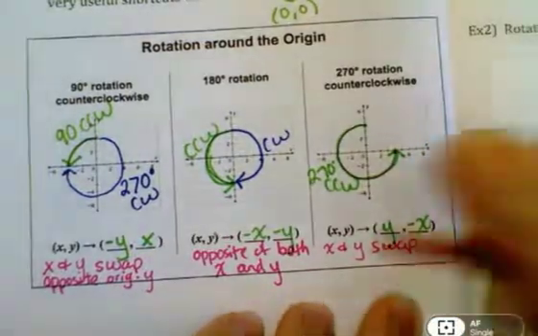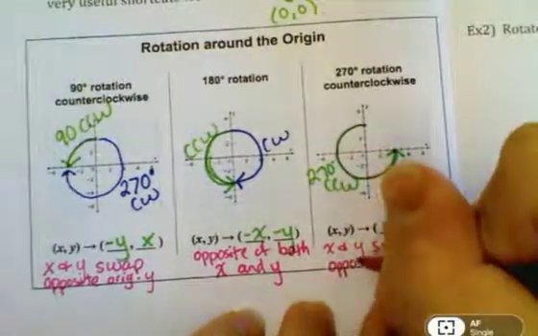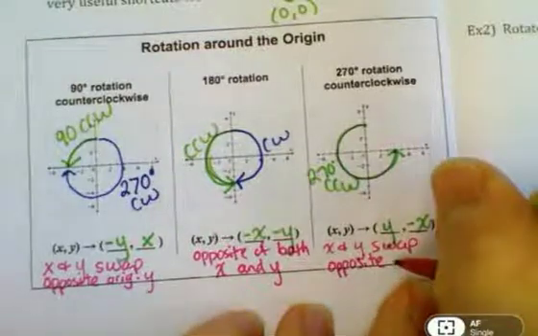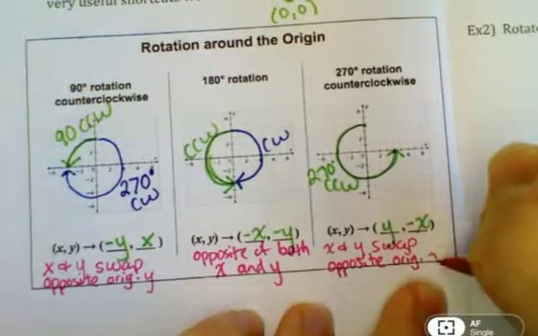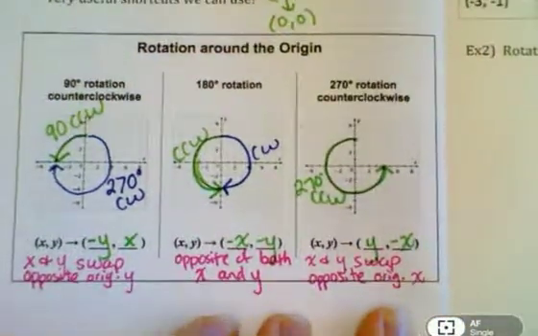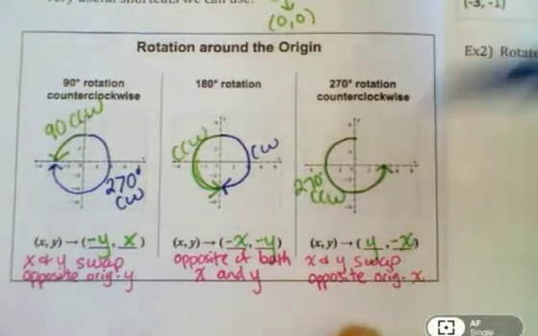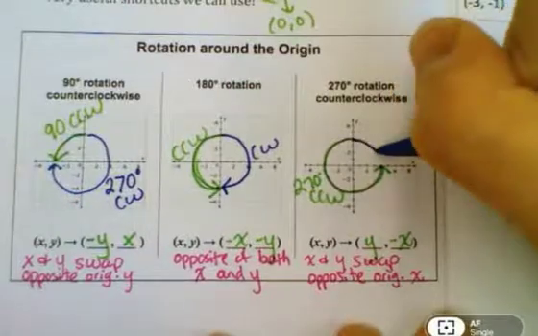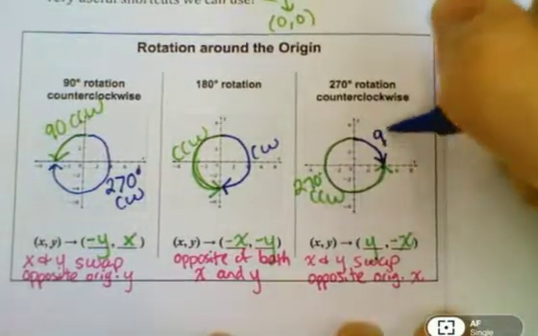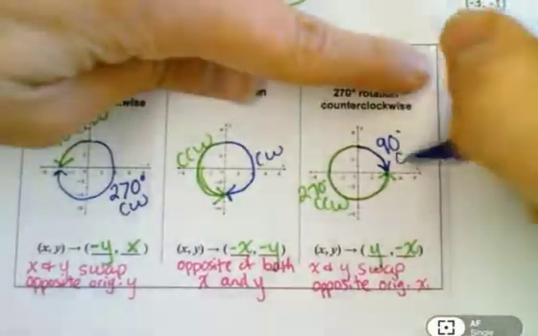X and y swap, and then you do the opposite of the original x. And then I hope you can see here that a 270-degree rotation counterclockwise is the same as a 90-degree rotation clockwise.